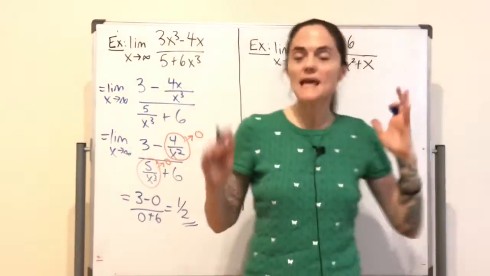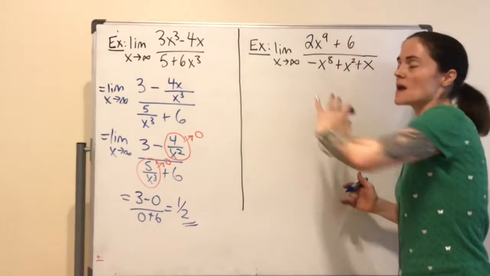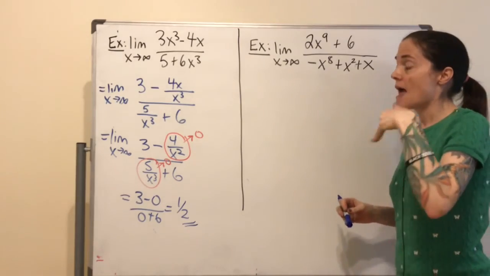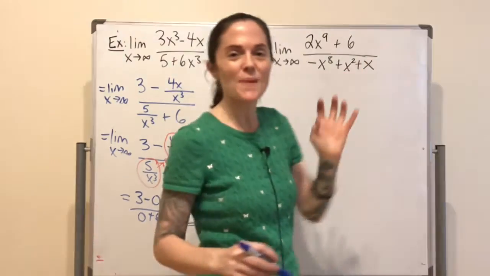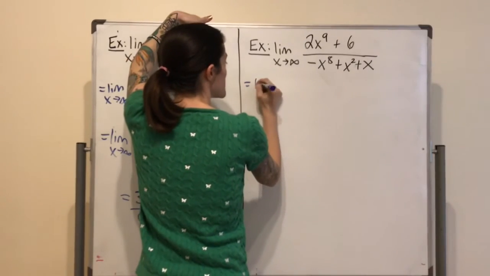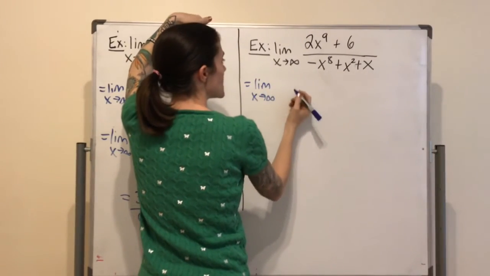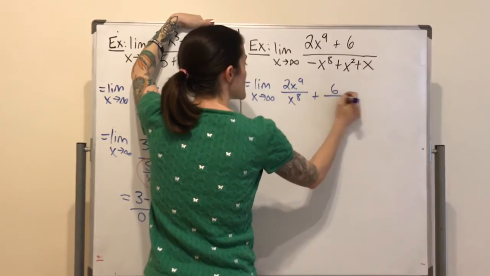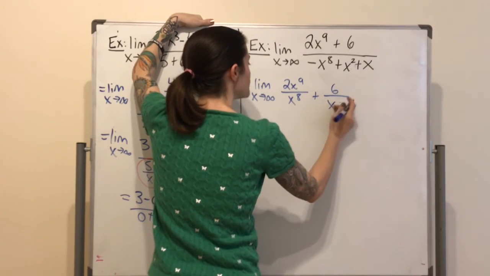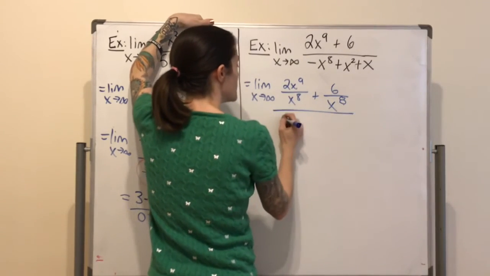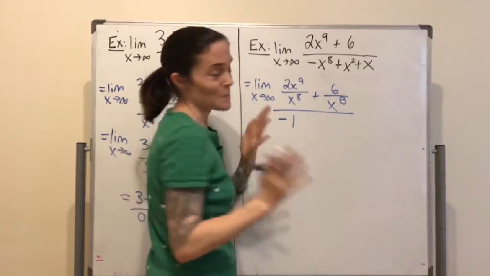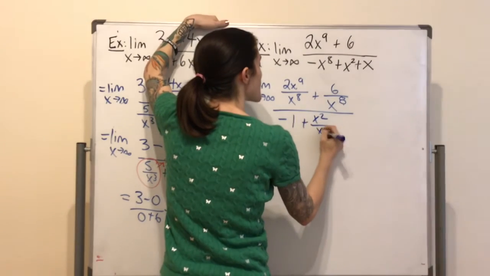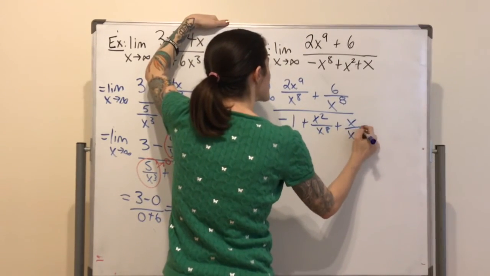Okay, now here, same idea. Numerator and denominator are both growing without bound, but we can divide every term by x to the highest power that we see in the denominator. This is the limit as x goes to infinity. This will be 2x to the 9 over x to the 8 plus 6 over x to the 8, divided by minus 1, which is minus x to the 8 over x to the 8. Then we have plus x squared over x to the 8 plus x over x to the 8.